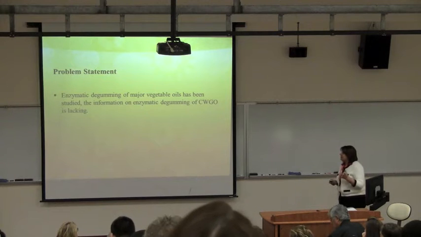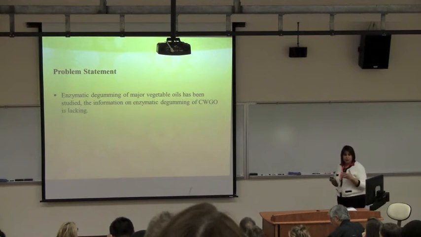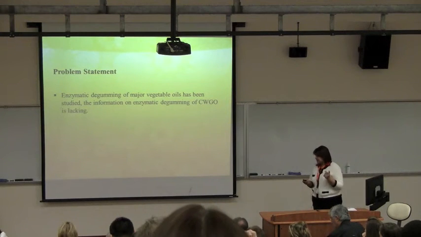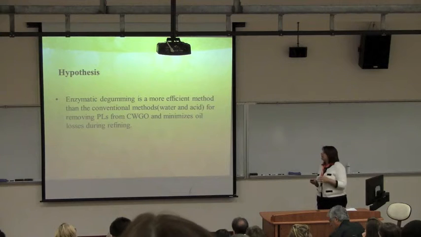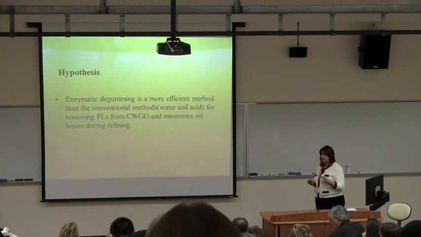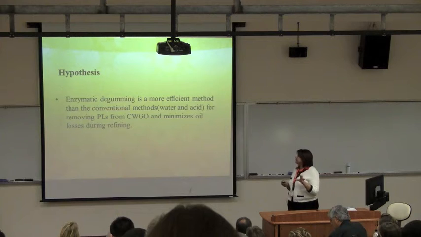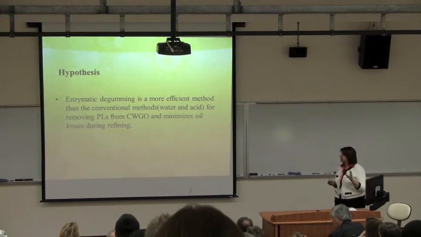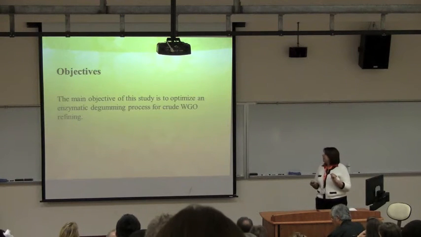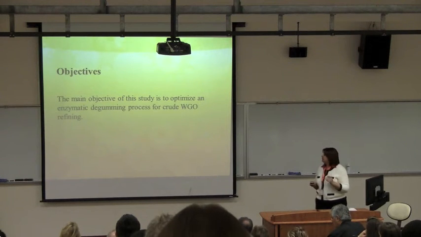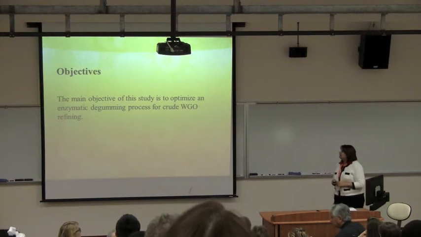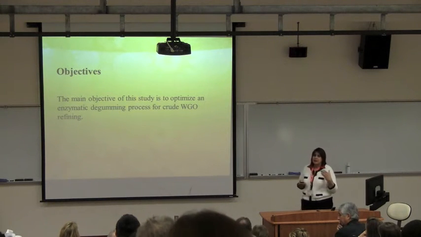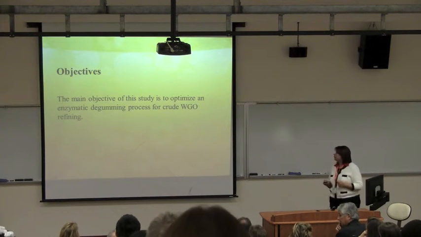For the problem statement, enzymatic degumming has been studied for the major vegetable oils, but wheat germ oil has not been studied until now. Enzymatic degumming is more efficient than other methods like water degumming and acid degumming at removing phospholipid from the oil and getting a high oil yield. The main objective of this study is to optimize the enzymatic degumming process for crude wheat germ oil refining.